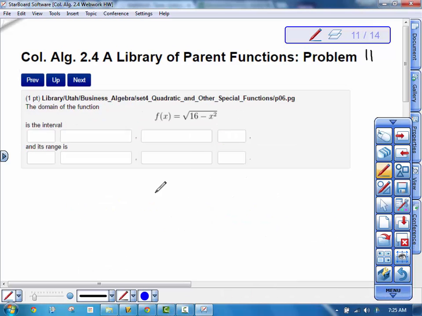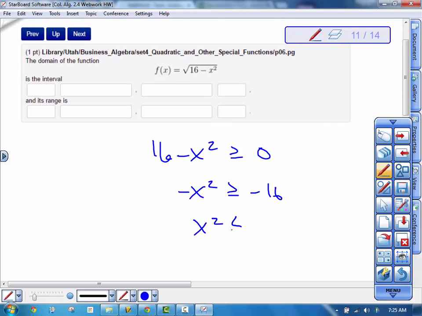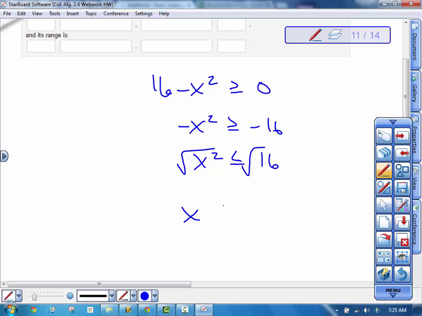Next problem wants the domain of this function. Well, we know this has to be greater than or equal to 0, so we can subtract 16. We can divide by a negative 1, in which case this would give me x squared is less than or equal to 16. I have to switch the sense of the inequality. Now I'll take the square root, and what I find is that x has to be less than or equal to 4. I also find x has to be greater than or equal to negative 4.